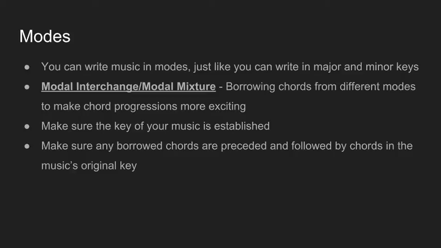So say you're in A major and you decide, for one of the chords in your chord progression, you want to borrow from Phrygian mode. You're allowed to do that, but you just have to make sure that you have the original key established. So when you borrow a chord, you need to make sure that it's preceded and followed by chords that are in the original key. But yeah, that's another way you can spice up your music and make things sound a bit jazzy. It's something that I'd like to experiment more with myself. But yeah, feel free to play with this as much as you want.